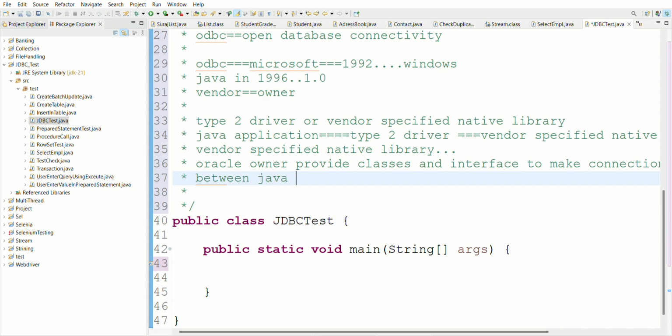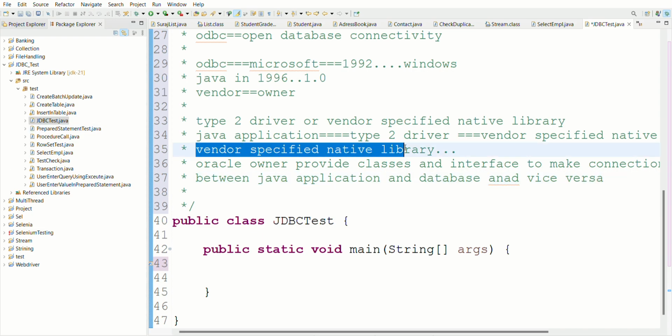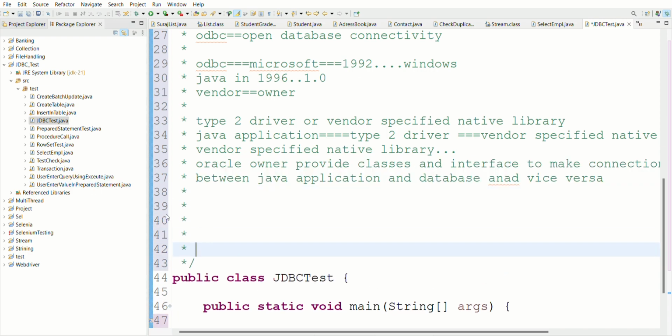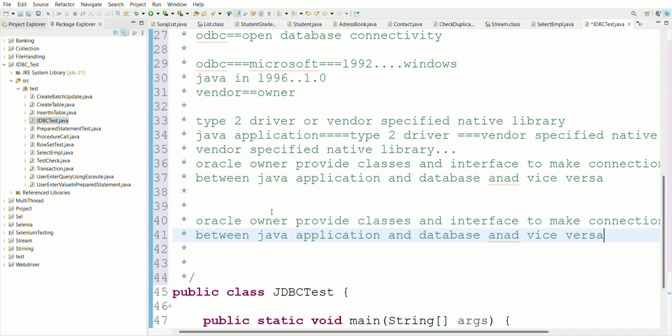between Java application and database, and vice versa, just opposite. Got it? So here, vendor specified native libraries means, let's say my database is Oracle. So the Oracle owner will provide all the implemented classes and interfaces to communicate with our database. It will be given by the Oracle people. Oracle is a company, and we are using the Oracle database.